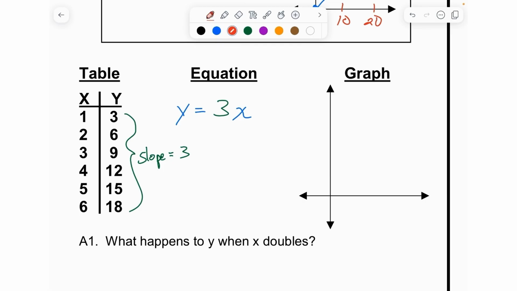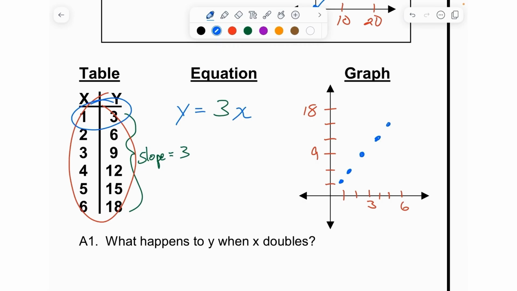What if I want to graph my table? What if I want to actually plot these points? So let's make a quick graph. We get 1, 2, 3, 4, 5, 6. We can fit those on pretty simply. And then my y value is a little bit different. I get up to 18, so how about 3, 6, 9, 12, 15, 18. And if I plot these points off my table, 1, 3, and 2, 6, and 3, 9. You can keep plotting them.